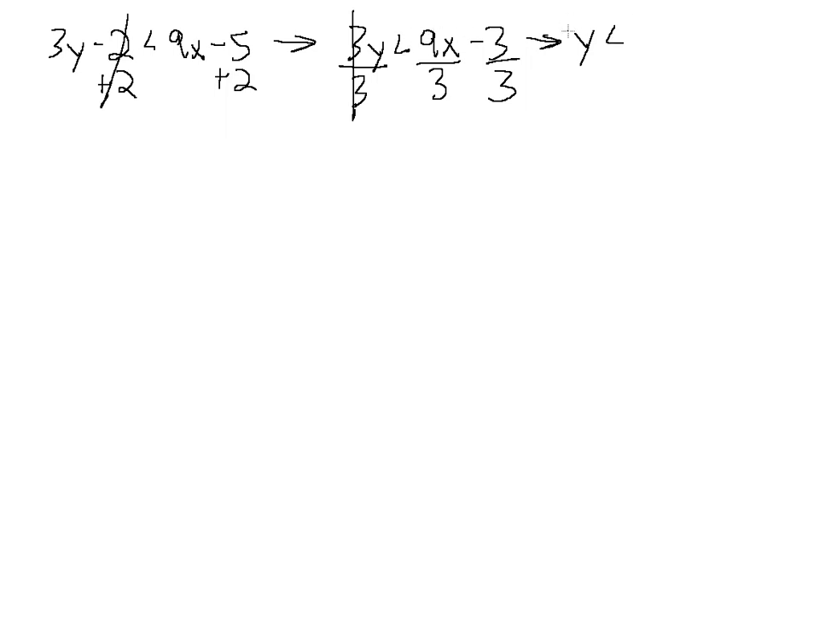Y is less than 9x over 3, which is the same thing as 3x, minus 3 over 3, which is just 1. So we have a nice, simple looking linear inequality in slope-intercept form. So let's go ahead and pick out some values for x.